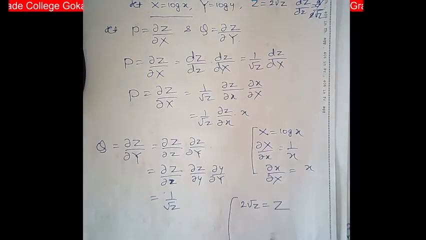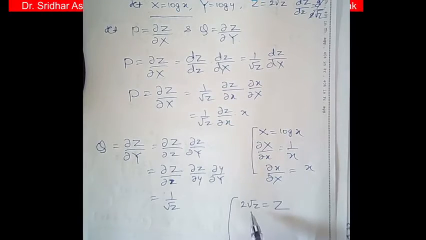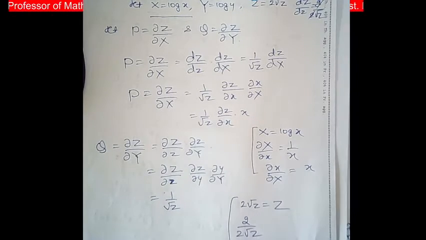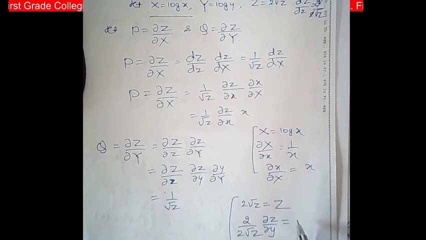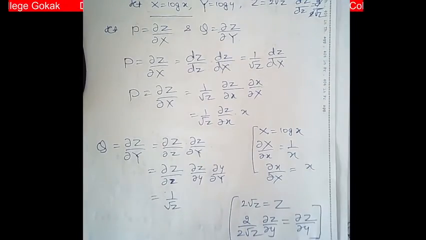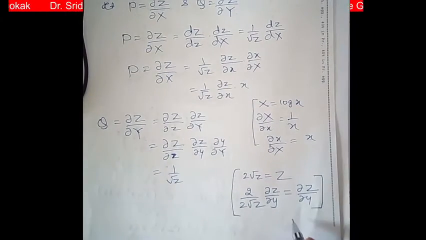2 root z is equal to capital Z. Then this gives, on differentiating, 2 by 2 root z is equal to 2 into, so differentiation of root z is 1 by root z into dou z by dou y. Okay, this is equal to dou z by dou small y.